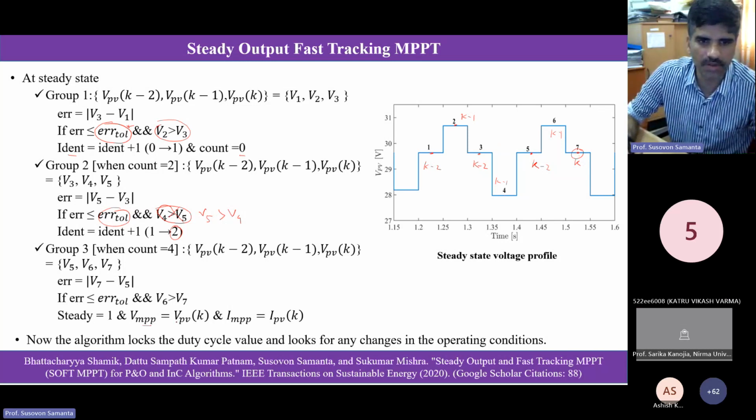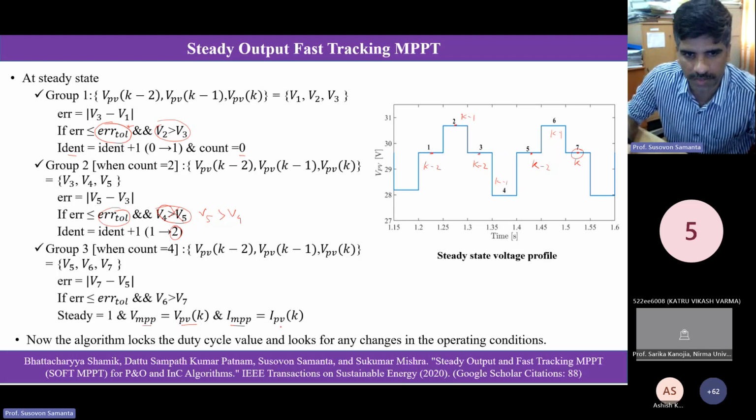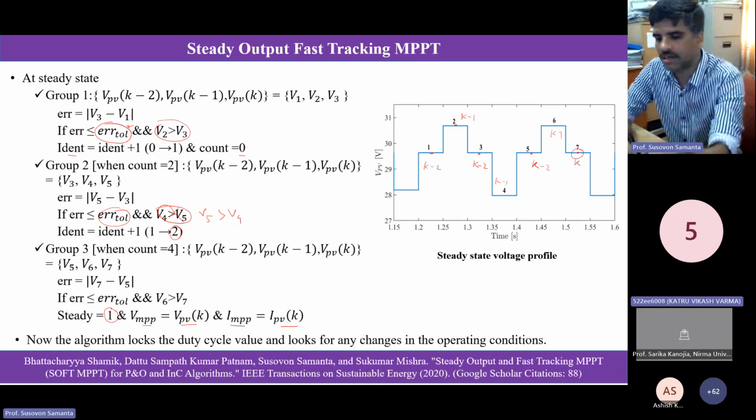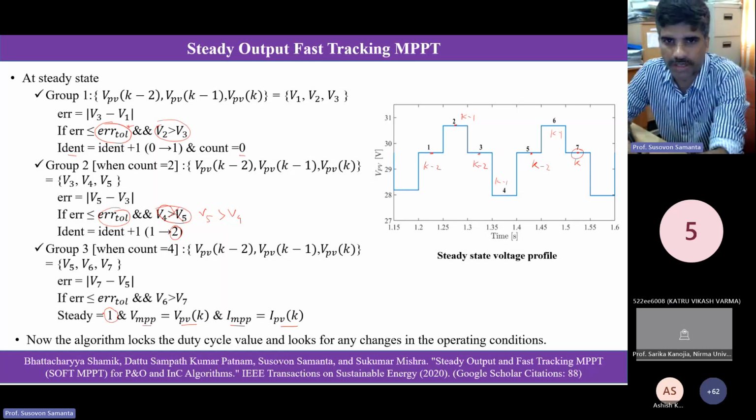So VMPP is now your VPBK, and IMPP is your IPBK. So now the steady is 1 means it reached the steady state, and it locks the duty cycle at that point.